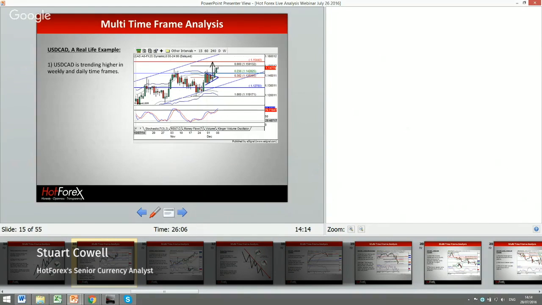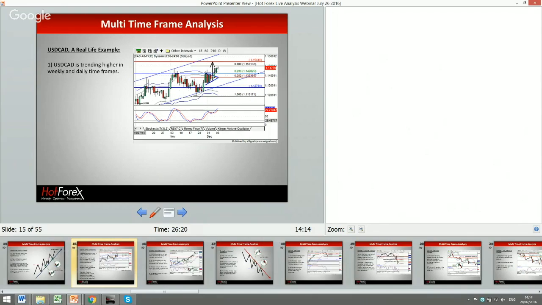Okay, so this is just a real life example taken from way back. It's 2014 when we put this together. Here we have the dollar CAD in a strong uptrend on the daily and weekly time frames. So here we've got a 6-7 week period from the end of October through to the beginning of December. We've identified a strong uptrend, and we have a pivot high here at 114.28.